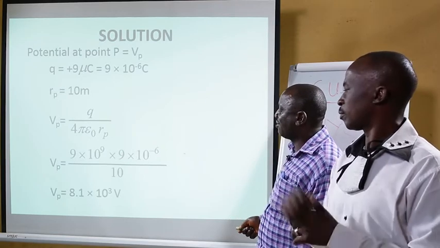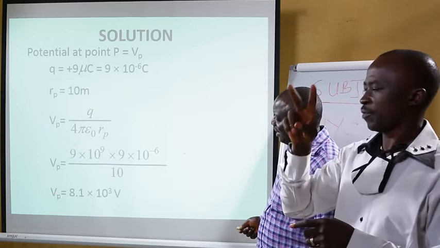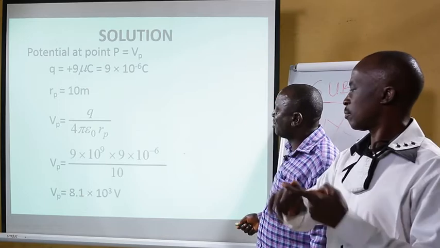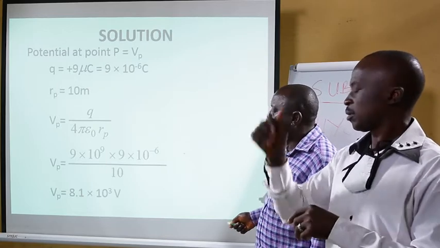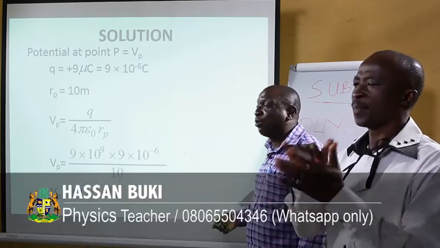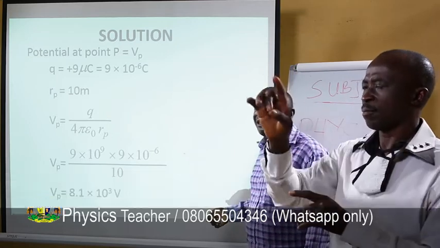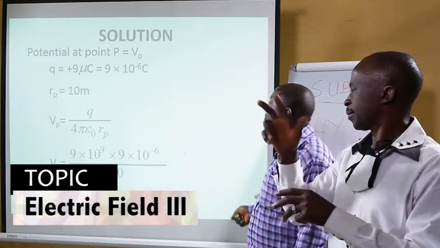And that gives us V subscript P equals 8.1 times 10 to the power 3 volts, which means that the potential at point P is 8.1 times 10 raised to the power 3 volts.